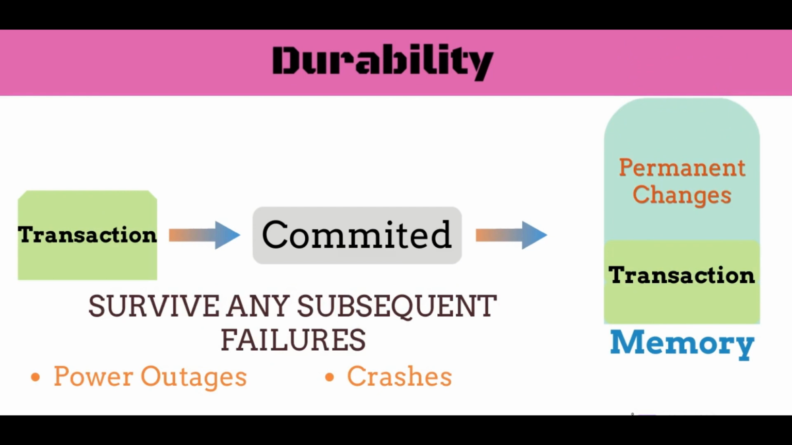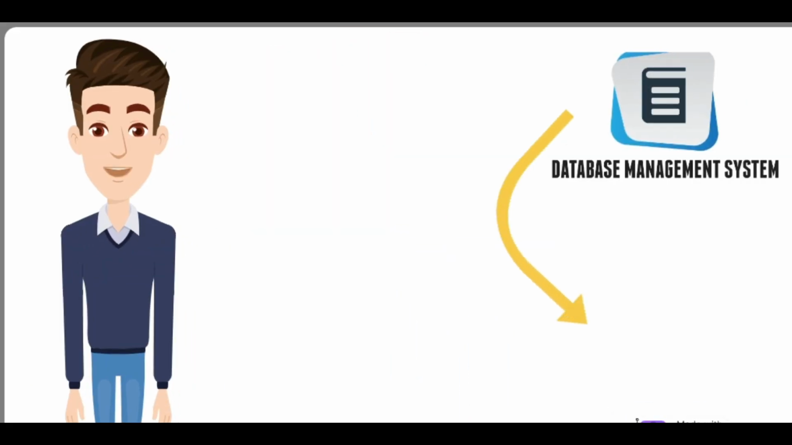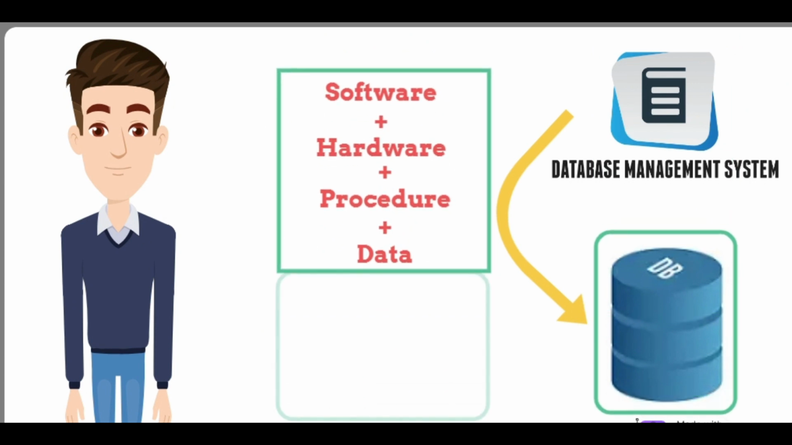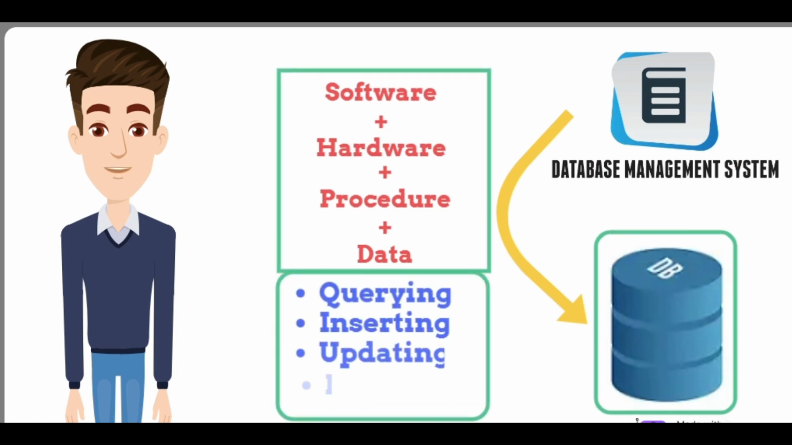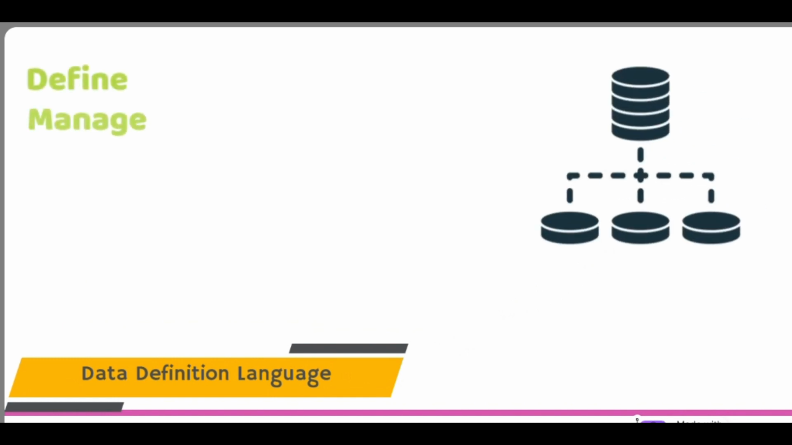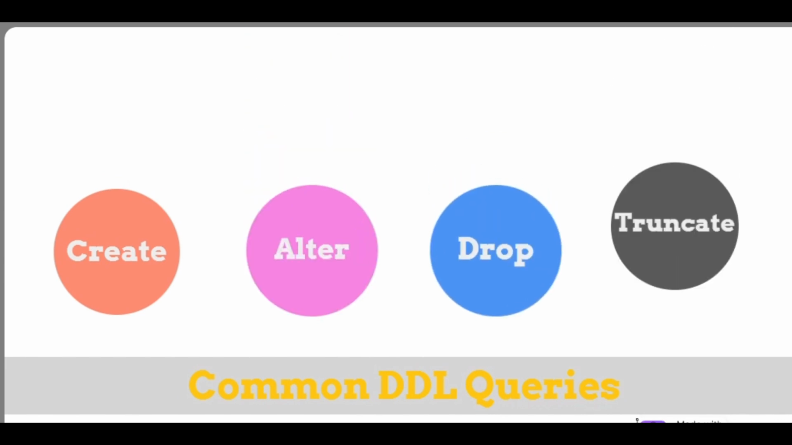DBMS language. DBMS languages are specialized programming languages that help us to talk to the database. It's a set of tools that allow users and applications to perform various operations on the database, such as querying, inserting, updating, and deleting data, and making things simpler and more organized. Data definition language, DDL, is used to define and manage the structure of the database. Its main focus is on creating and modifying database objects like tables, indexes, and views. Common DDL queries are create, alter, drop, truncate, rename, comment.